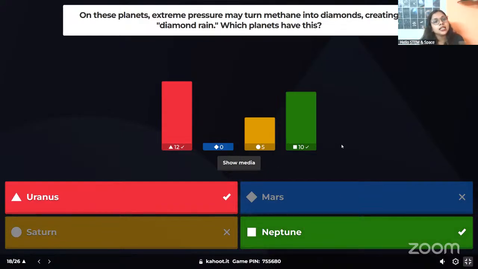So why this happens is that the atmosphere of these planets has a compound called methane. Under very high pressure and heat, this methane will turn into diamonds, because methane is a carbon-rich material. It will turn into diamonds and fall to the core. That is why we say it's diamond rain. It is actually a possibility, but we have not actually seen this diamond rain. But yeah, Uranus and Neptune might have diamond rain.